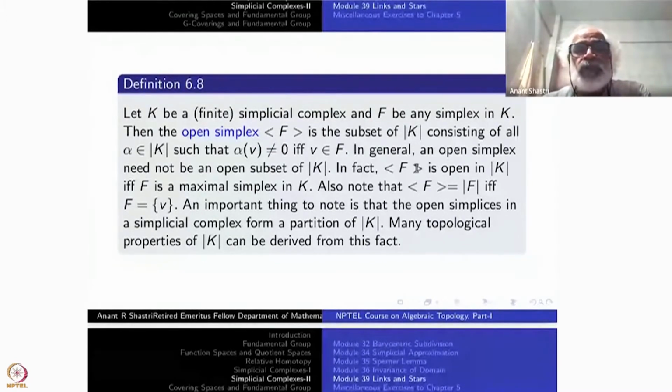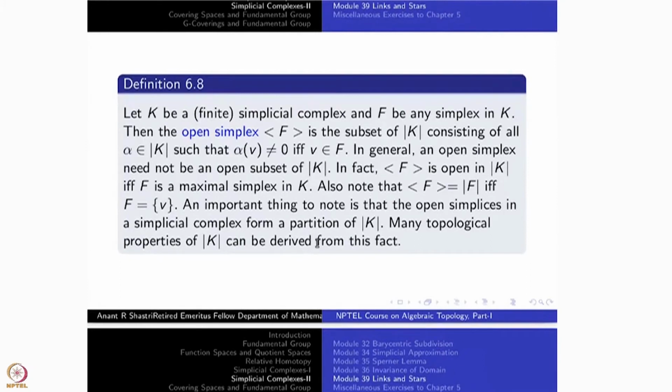In general, this open simplex need not be an open subset of mod K. In fact, this is open if and only if F is a maximal simplex. Note that mod F is equal to open F if and only if F is a singleton. All these things we have seen, but I am just drawing your attention to these things again. An important thing to note is that open simplexes in any simplicial complex form a partition of mod K. This is a fact we have used also.